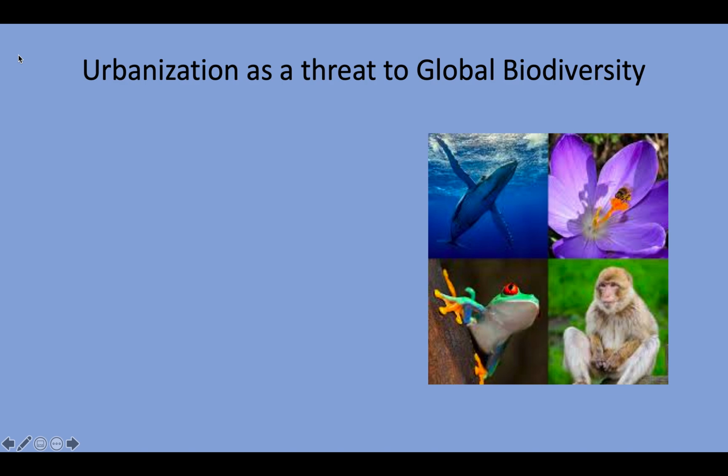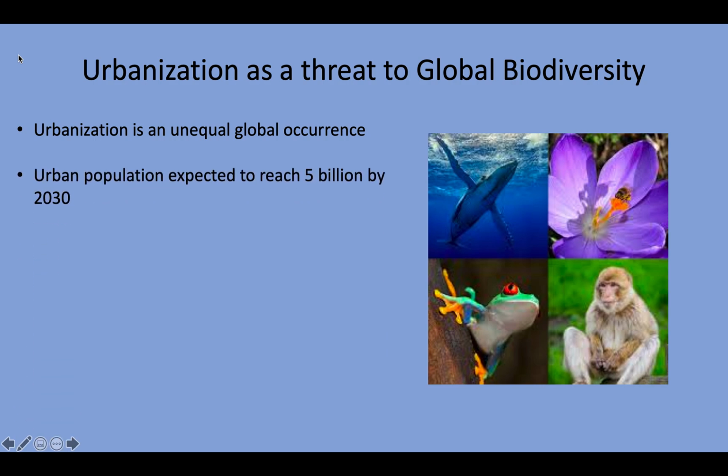So, the first thing I want to do is talk a little bit about urbanization as a whole and its threat to global biodiversity. Urbanization is the transformation from a natural landscape to an urban one. That can be a forest to a city, wetlands to suburbs, or building highways through mountainous areas. And what's important is it's not an equal global occurrence, and urban populations are increasing.